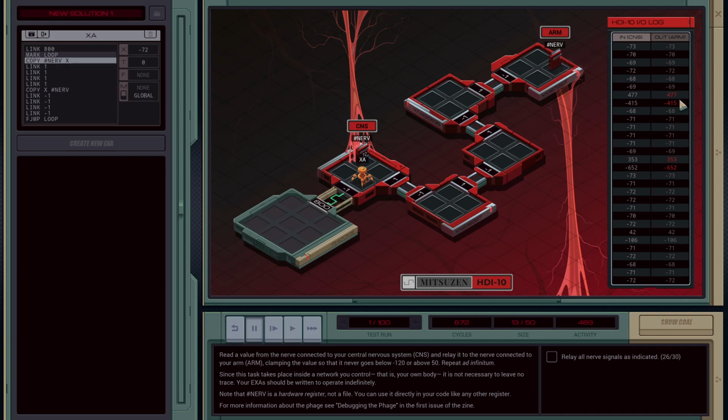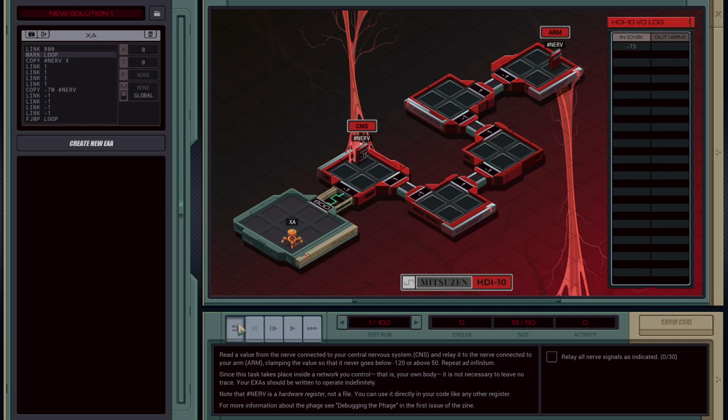So when it went too high or too low, what am I supposed to do with those values? Clamp the value. Does that mean just bring it to the nearest value that's acceptable? I'm gonna try something dumb. What if I just say copy negative 70 to nerve every time? Because that's like the resting. Okay. All right, but that gives me a good idea what's going on.